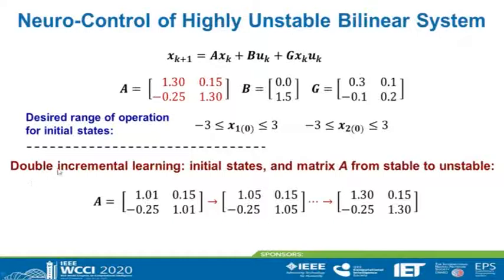Here we will apply double incremental learning. One incremental learning from initial states, as we showed before, and also one incremental learning for matrix A, starting from stable to unstable, or from weakly unstable to highly unstable. Here we have matrix A. We start the training with this matrix A. We train the neural controller, and after that we continue training the neural controller with this matrix A. We change matrix A until finally we recover the matrix A of the original unstable system.